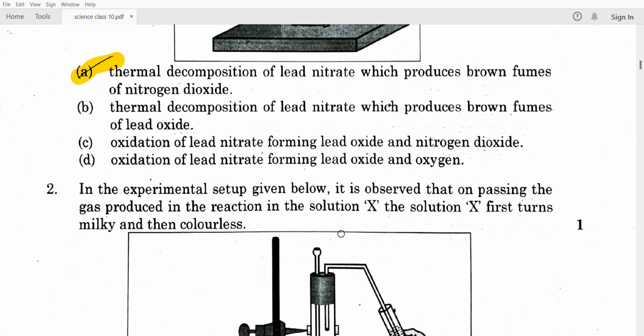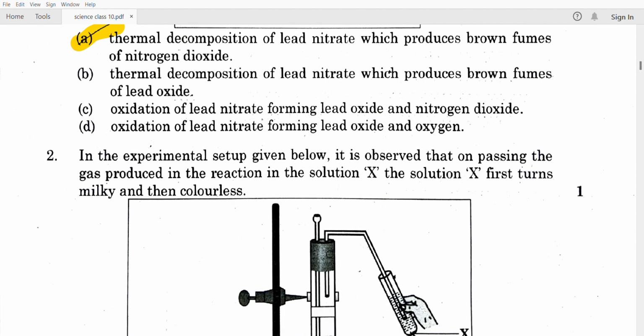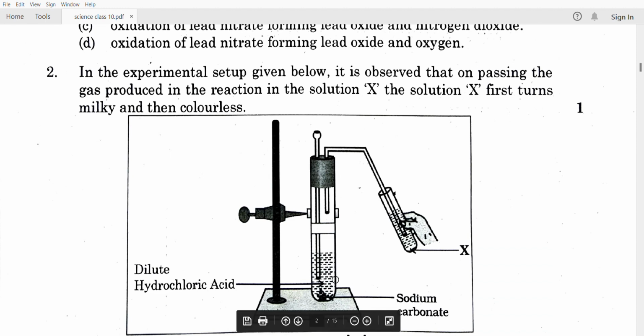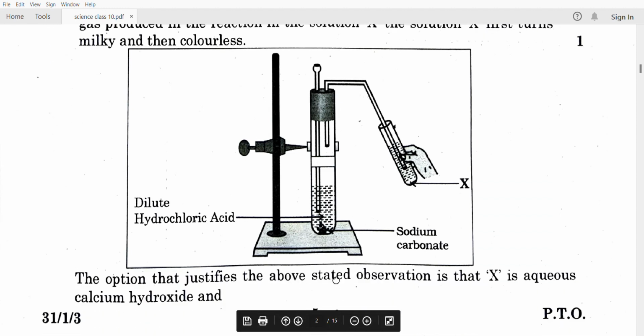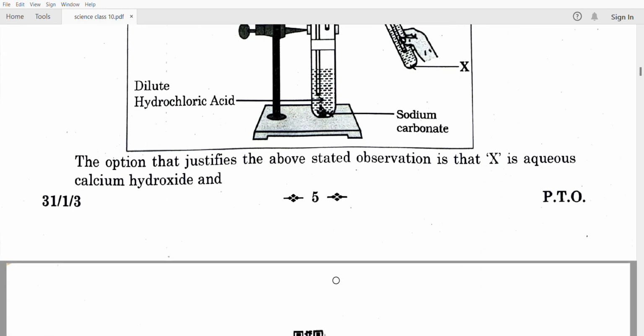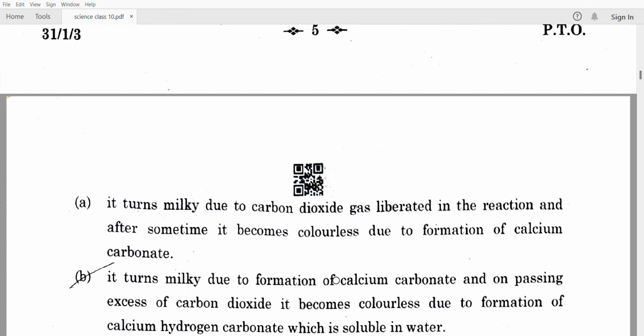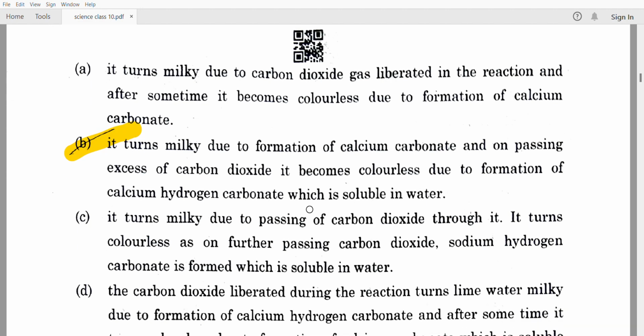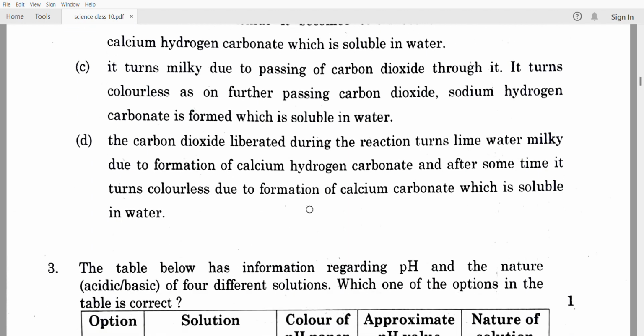So second question, in the experimental setup given below, it is observed that on passing the gas produced in the reaction through solution X, the solution X first turns milky and then colorless, which means first it is forming calcium carbonate, then on excess carbon dioxide it becomes calcium hydrogen carbonate. So our answer is option B. It turns milky due to the formation of calcium carbonate, and on passing excess carbon dioxide it becomes colorless due to the formation of calcium hydrogen carbonate, which is soluble in water. We'll move on to the third question.